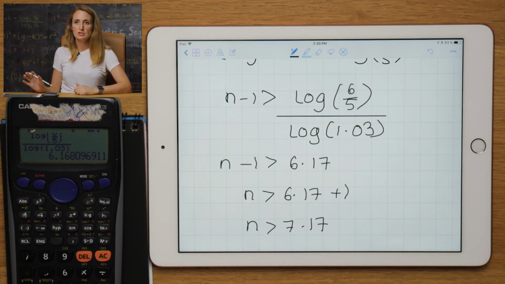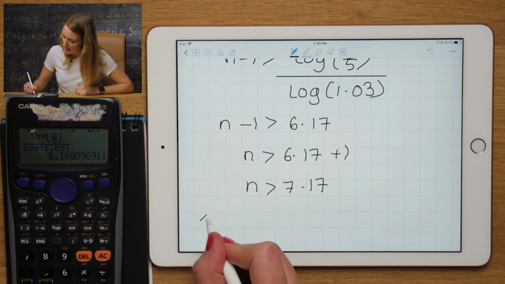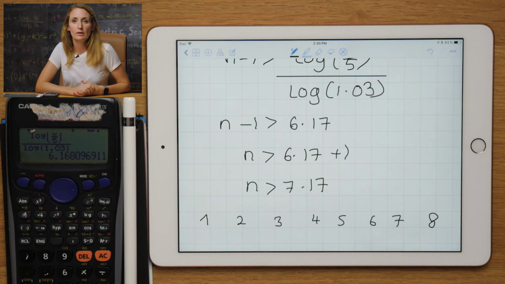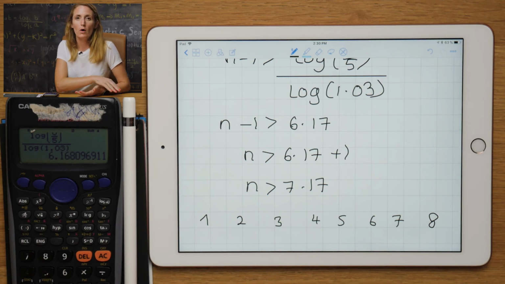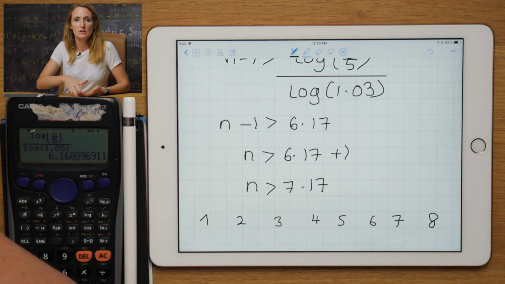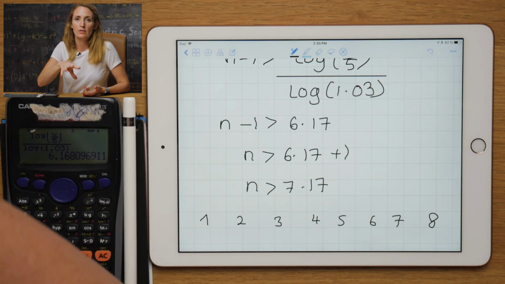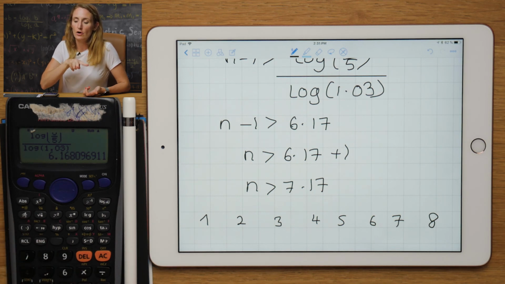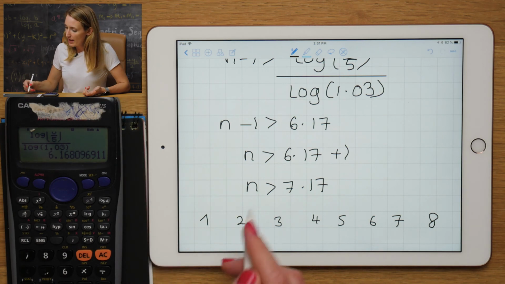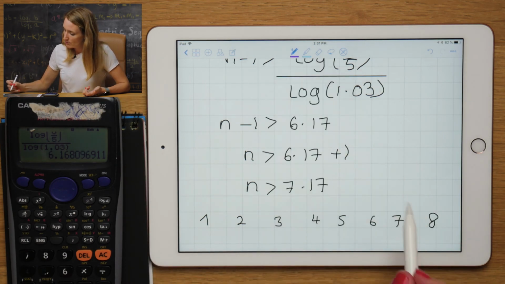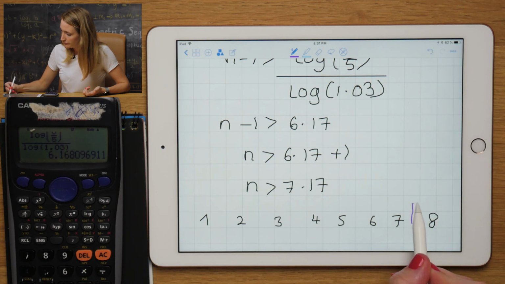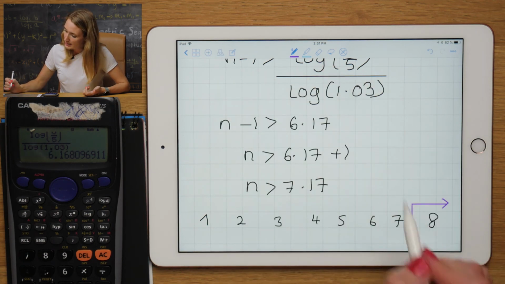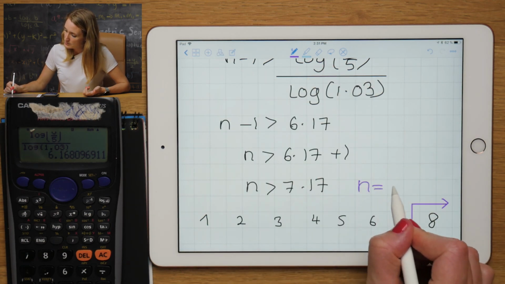A lot of people think you're finished now, but you've got to think, if this is n, 1, 2, 3, 4, 5, 6, 7, 8, n needs to be a whole number because n tells you what place you are in the sequence. So if n is 2, you're at the 2nd place. If n is 3, you're in the 3rd place. So you can't have a 2.5. You can't have anything between the 2nd and the 3rd numbers in a sequence. So in our case, we have n is bigger than 7.17. So 7.17 would be here. So the first place that it would be bigger would be n is equal to 8.